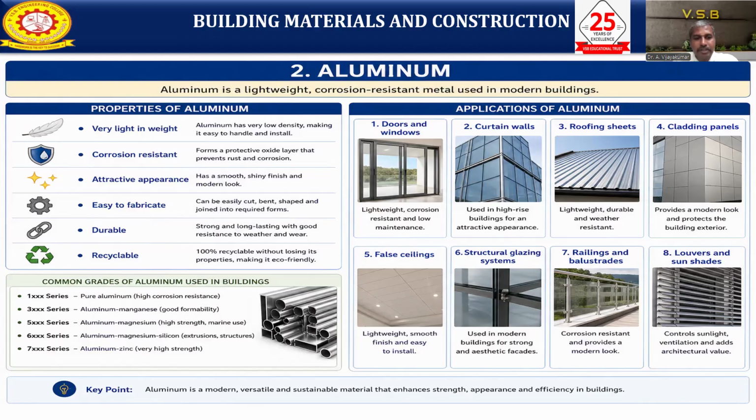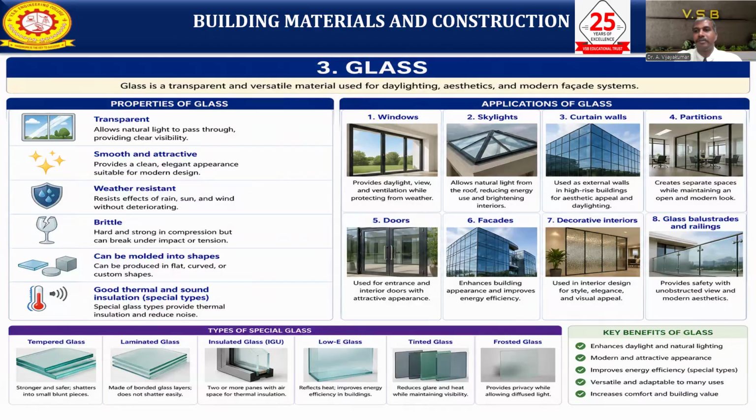So what we need to understand is that aluminum is a modern, specialized and sustainable material, and it enhances the strength as well as the appearance and efficiency of buildings. And next, the modern material is glass. Glass is a material we are all familiar with. Glass is transparent, and used for daylighting and as an aesthetic, modern package system.